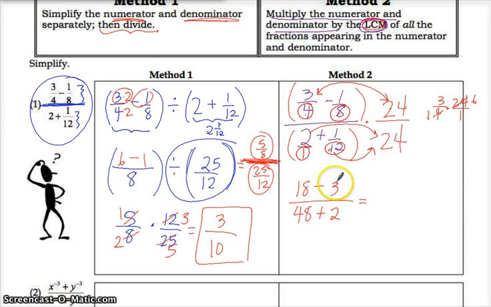Well, I have to simplify the numerator. 18 minus 3 is 15, 48 plus 2 is 50. And so then I divide everything by 5, and I would get 3/10. So we get the same answer.